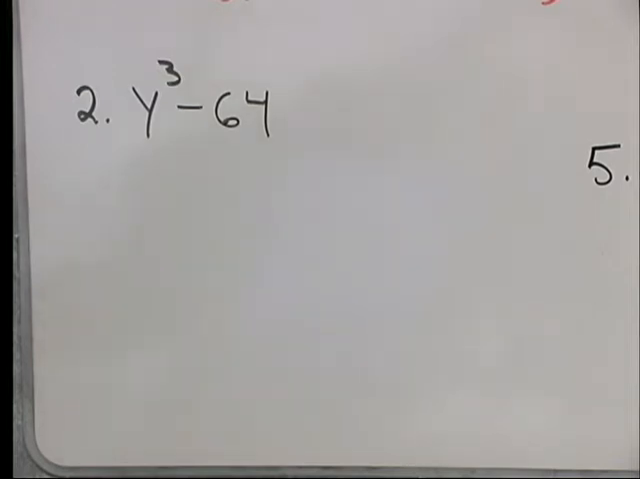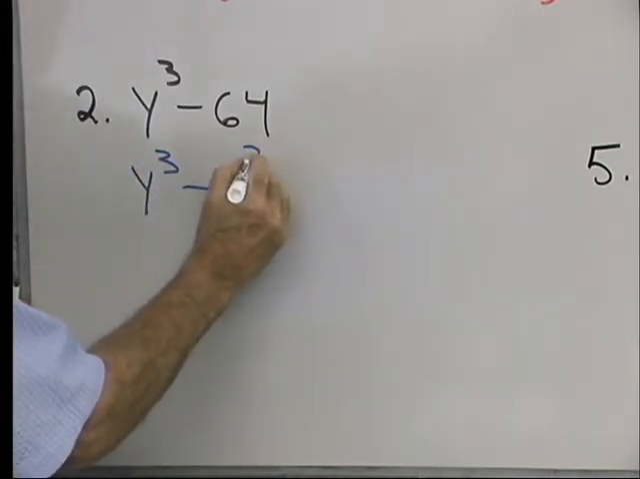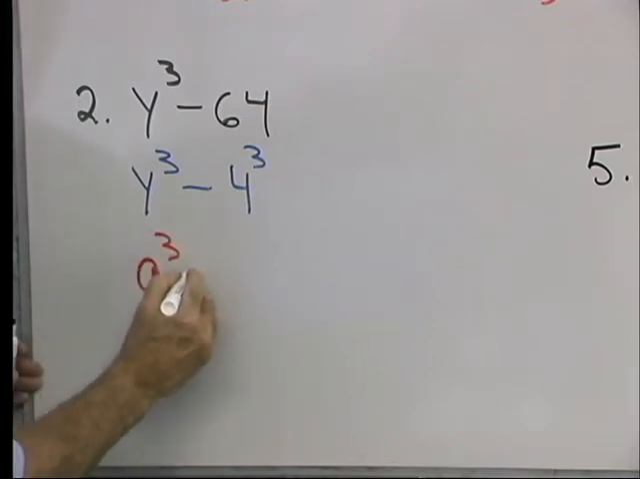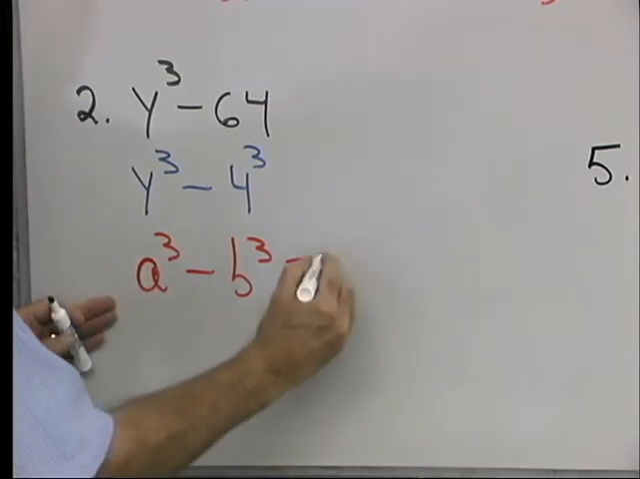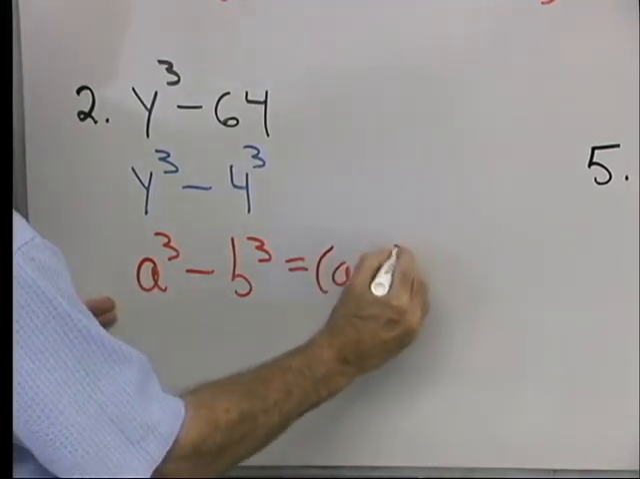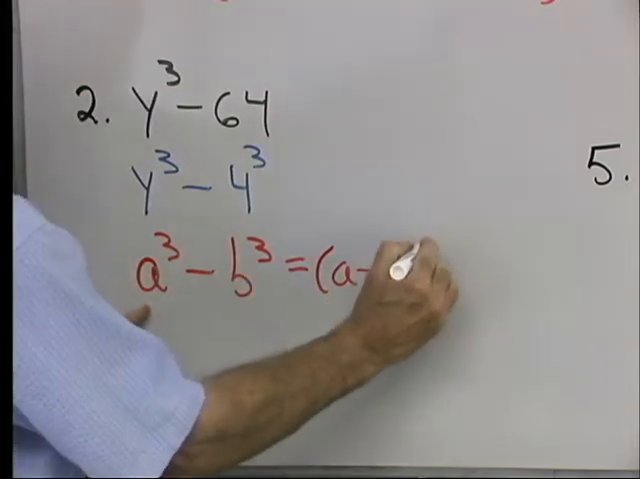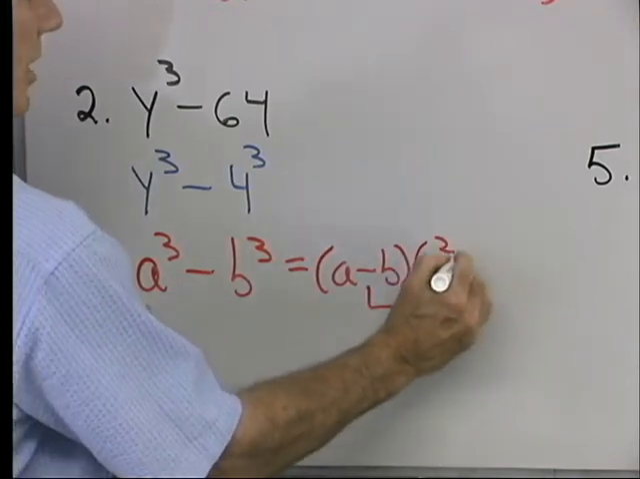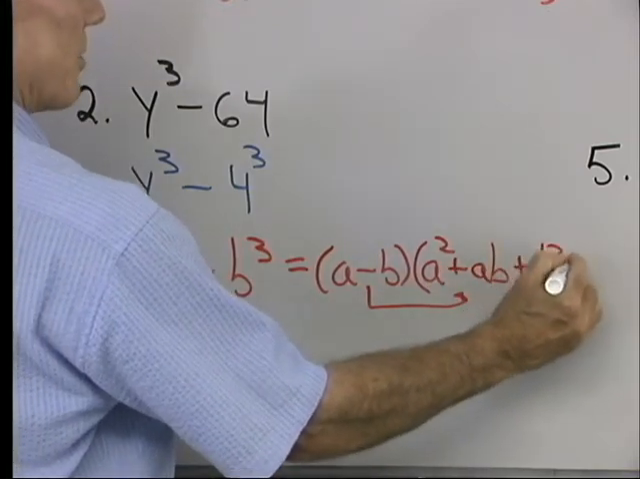I have y cubed minus 64. Well, to me, this looks like y cubed minus 4 cubed. So if I was to try to factor, let's say, a cubed minus b cubed with my factorization formula, I know this factors this way. A minus b, it's just a binomial that looks like this without the cubes on it, just a minus b. What comes next is a squared, change this sign, plus, multiply them together, ab, and then plus b squared.